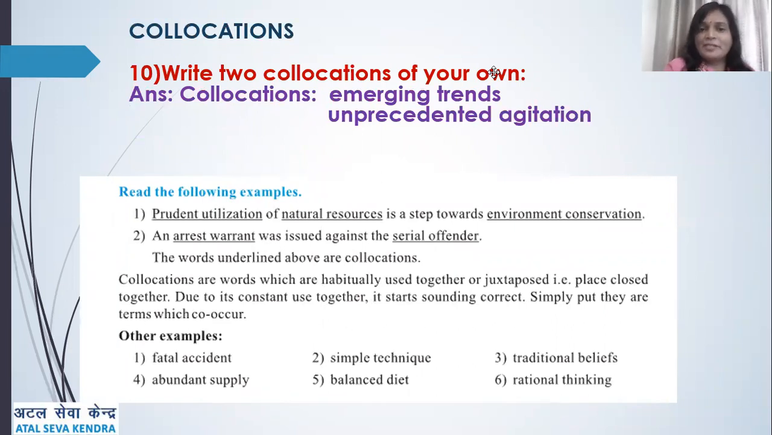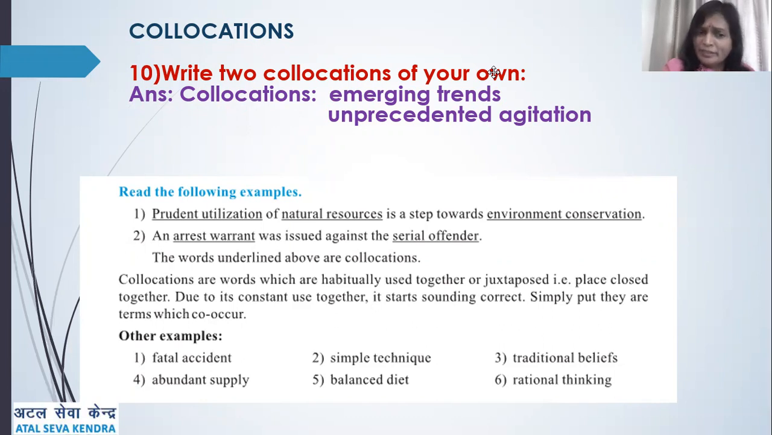All right, some examples are given here. Write two collocations of your own. Emerging trends, unprecedented agitation. Now let us see some more examples. Prudent utilization of natural resources is a step towards environment conservation. An arrest warrant was issued against the serial offender. Prudent utilization, natural resources, environment conservation, arrest warrant, serial offender. All the words which are underlined above are collocations.